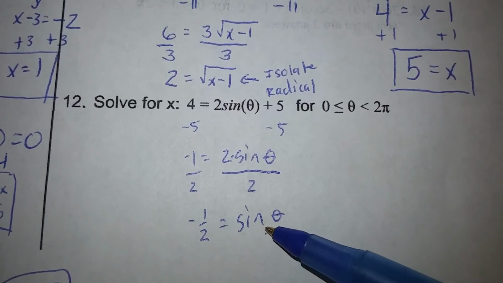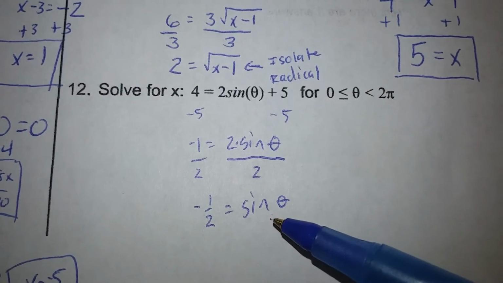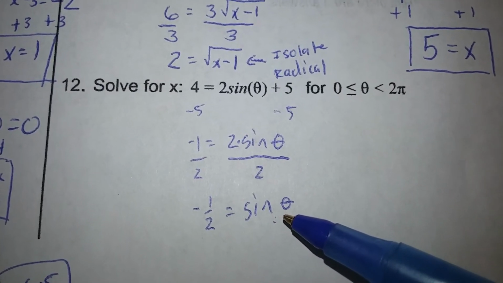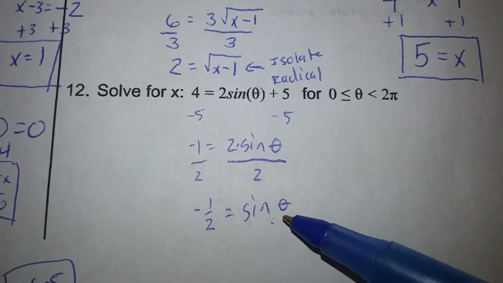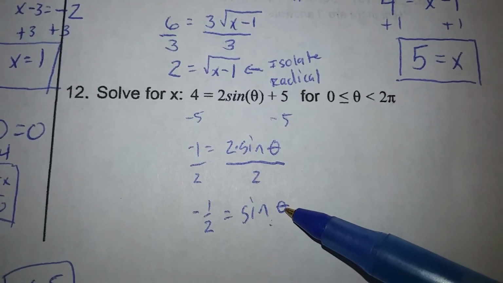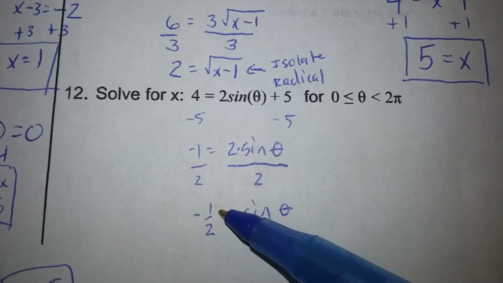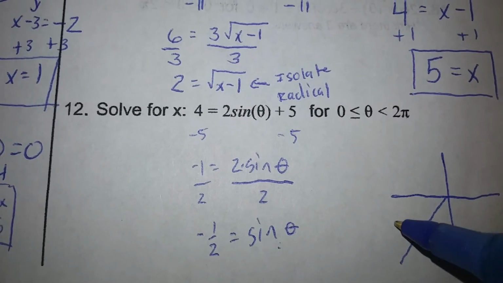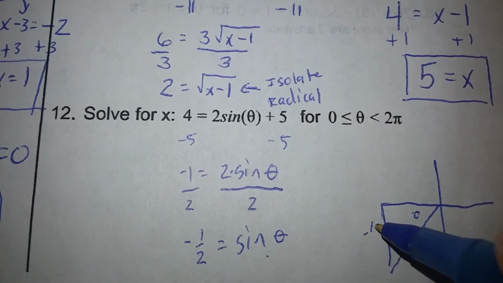There is an inverse operation for sine. It's called the inverse of sine. You could also call it arc sine. But really what we're trying to do is figure out what angle has a sine of negative 1/2. So there's an angle out there whose opposite is negative 1/2.